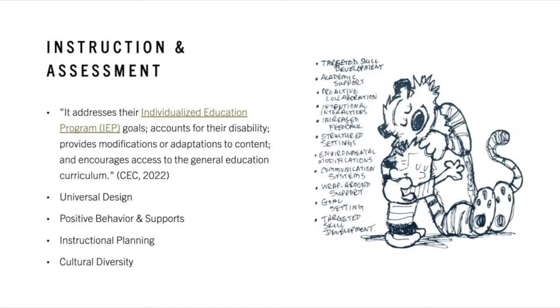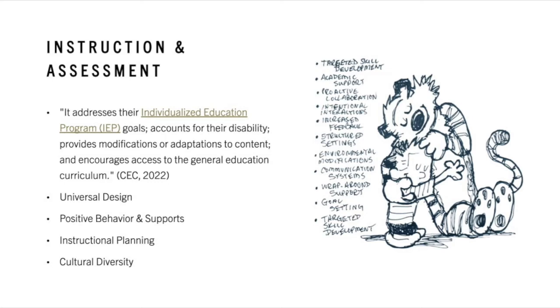The Council for Exceptional Children has an extensive section on instruction and assessment. Some of the items within that section really address, within each specific area, the goals for IEP programs that account for the student's disability, provide those modifications or adaptations to specific content areas, and encourage access to the general education curriculum. There is a focus on universal design, positive behavior supports, instructional planning, and cultural diversity.